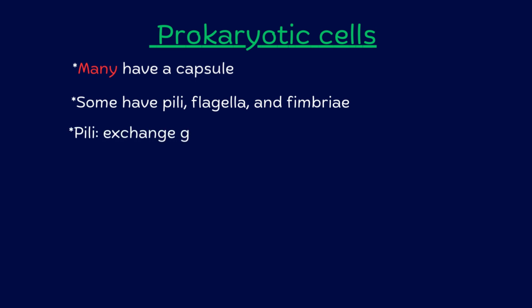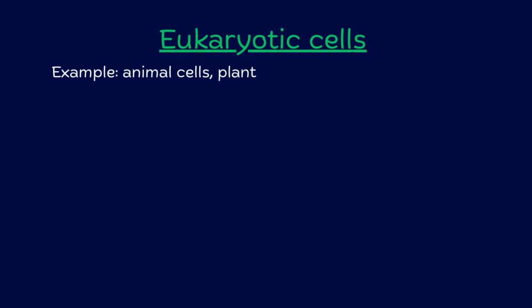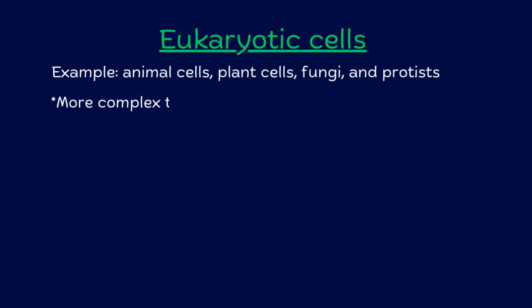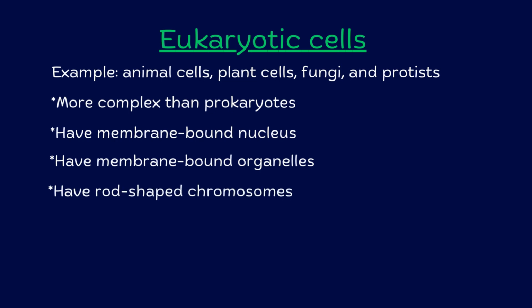Some prokaryotes have special structures like pili, flagella, and fimbriae. Pili help bacteria exchange genetic material. Flagella help the cell move. Fimbriae allow bacteria to attach to host cells. Now let's move on to eukaryotic cells. Eukaryotes include animal cells, plant cells, fungi, and protists. These cells are more complex than prokaryotic cells. They have a membrane-bound nucleus, membrane-bound organelles, and several rod-shaped chromosomes.